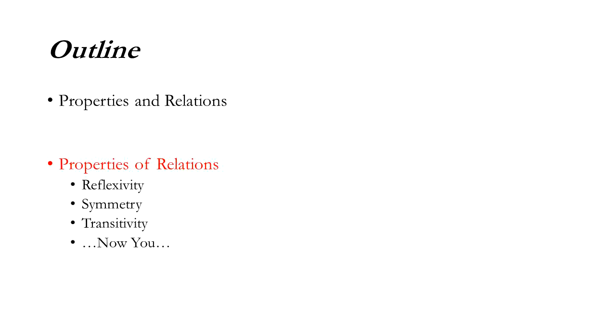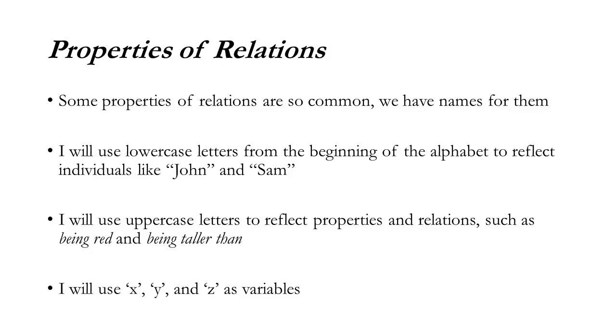You can, in a sense, classify relations based on the properties they have, and several properties are common enough that it's worth naming them. We'll walk through some of these here. I'm going to introduce some notation here just to simplify the discussion. Lowercase letters from the beginning of the alphabet are going to reflect individuals like John and Sam, and uppercase letters are going to reflect properties and relations. And I'll use X, Y, and Z just like you would see in an algebra class to represent variables.